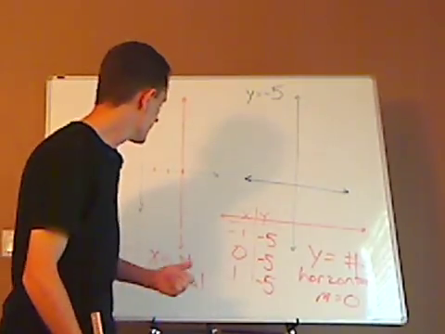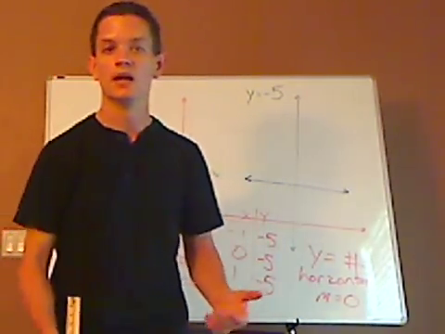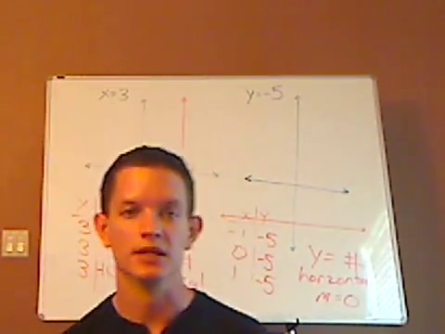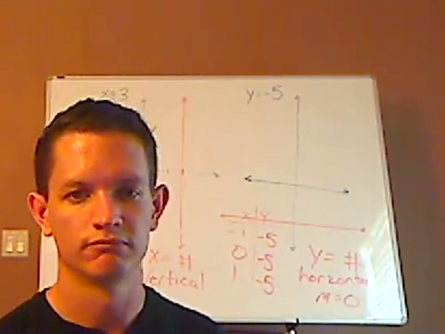So that's it. X equals some number is going to be a vertical line, and y equals some number is going to be a horizontal line. That's it.